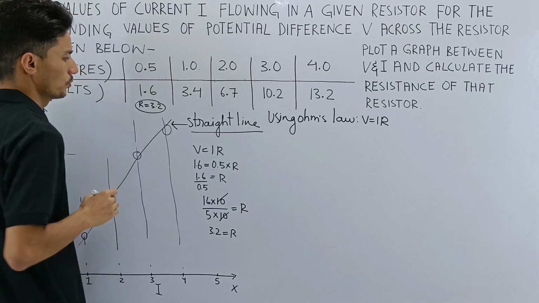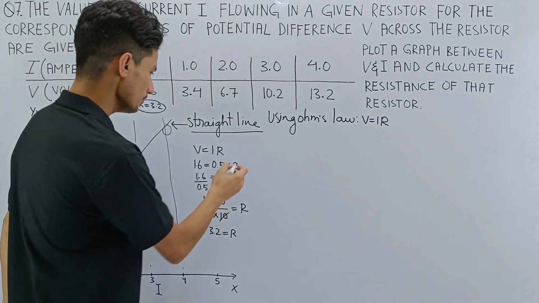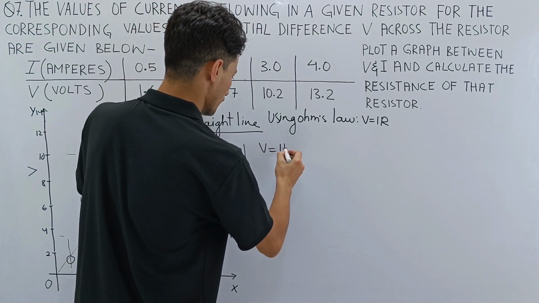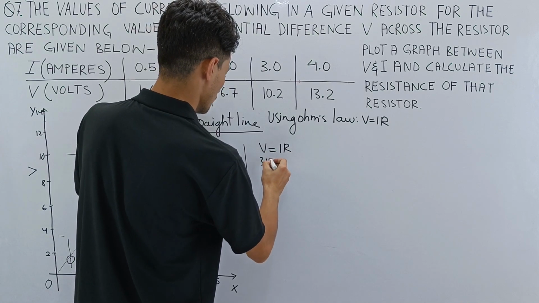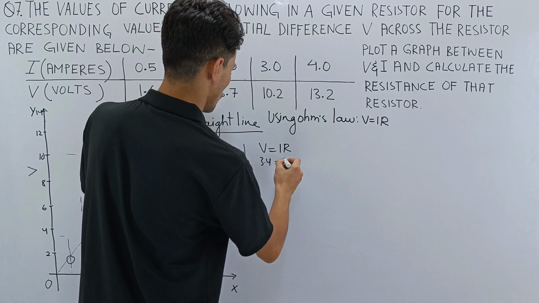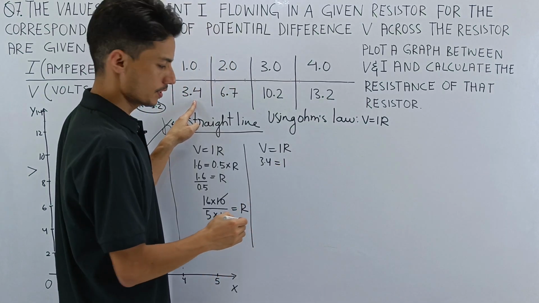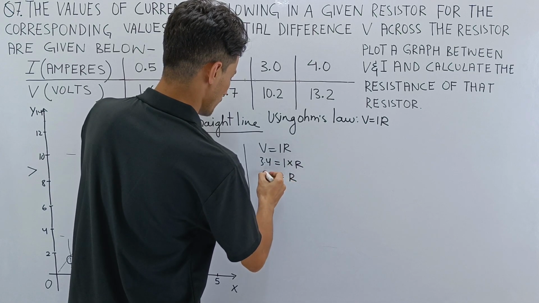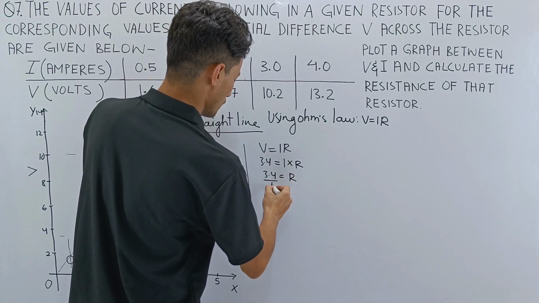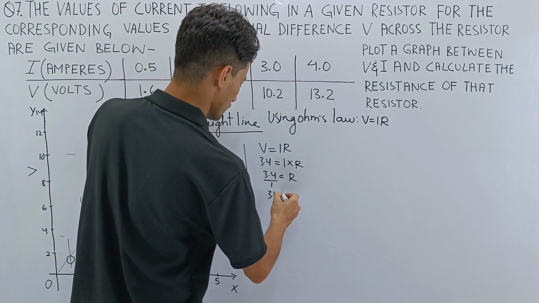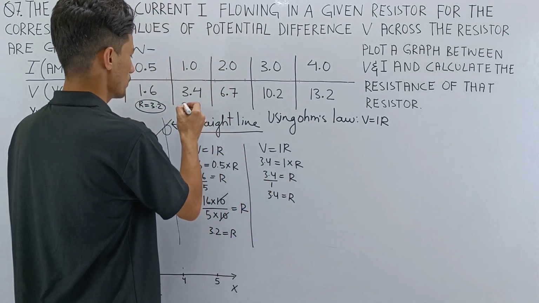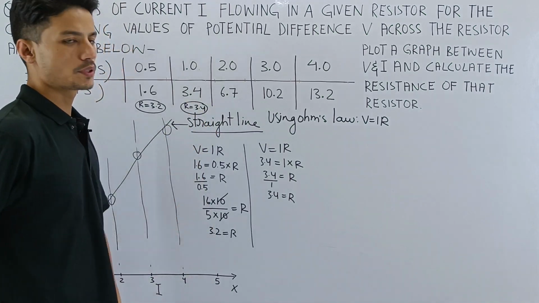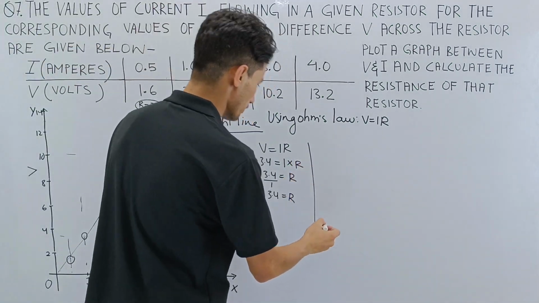Okay, important. We'll be collecting these values. Next, let's go to this. Same formula, V is equal to IR. V value is 3.4. Current value is 1. 1.0 is 1. R we're supposed to find. 3.4 divided by 1 is 3.4. So R value here is 3.4. We are done with two values. Let's continue. We have 3 more to find.